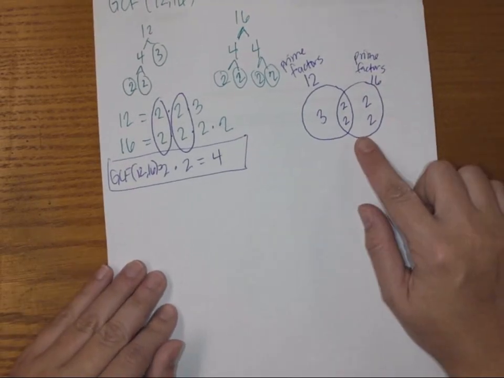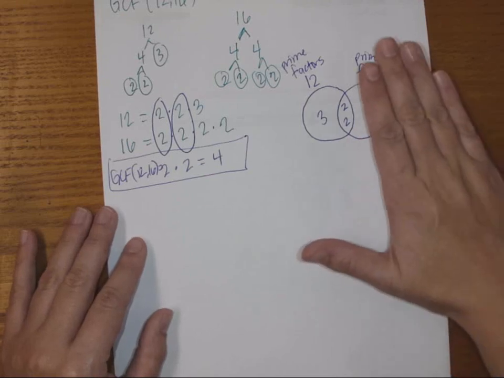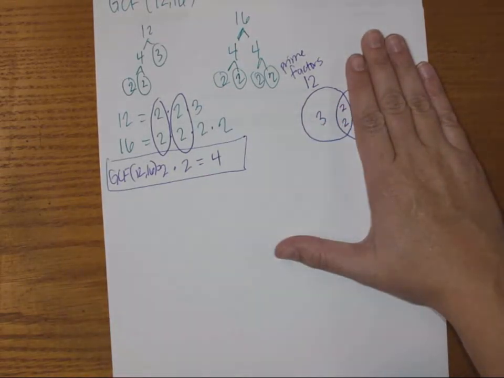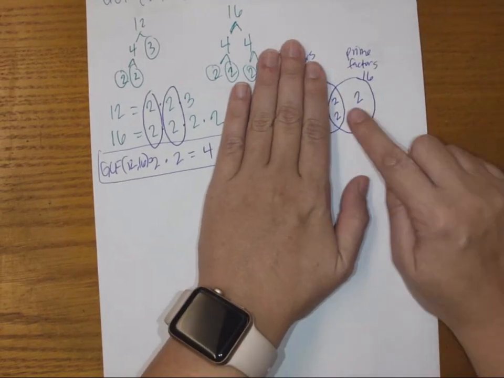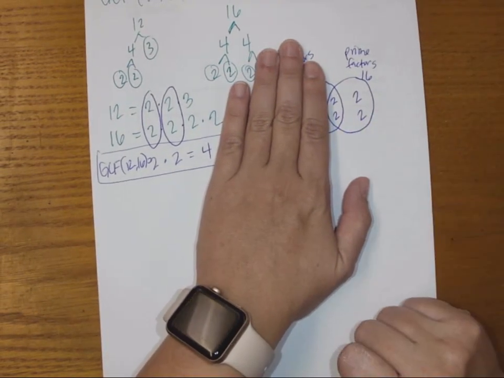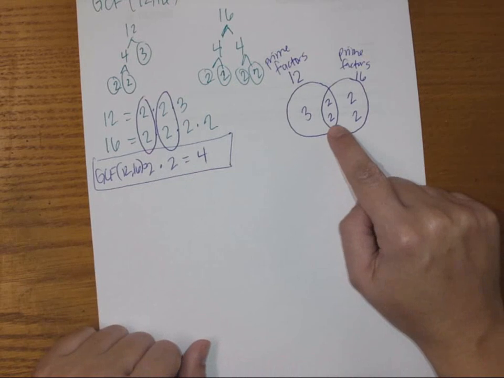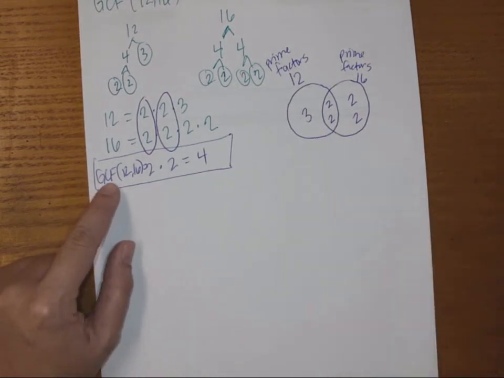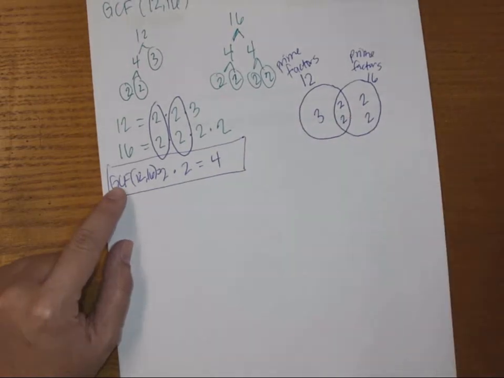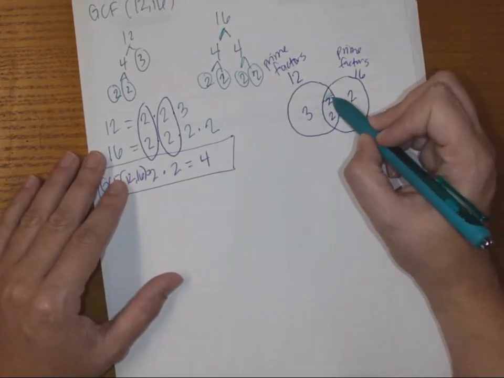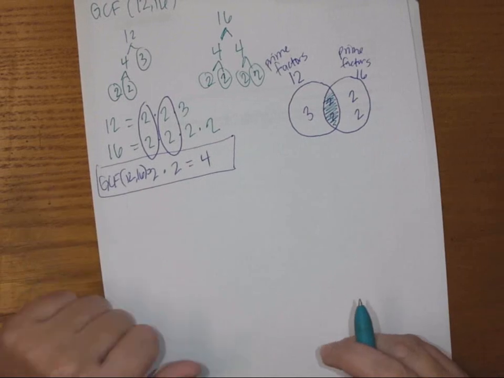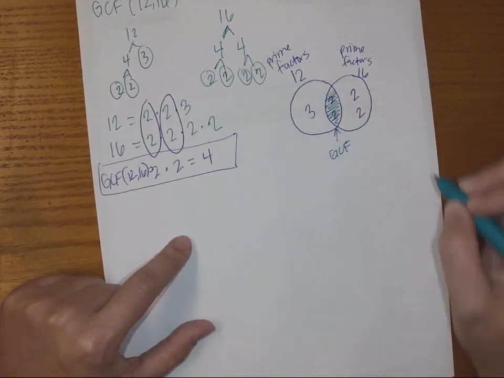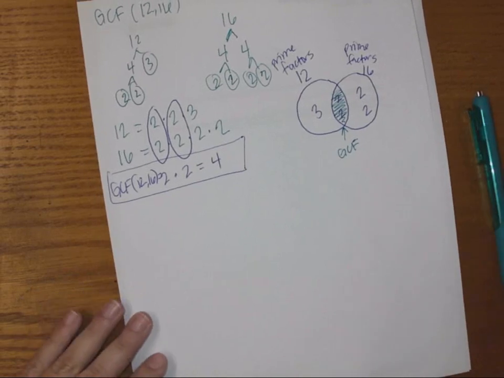So I hope that makes sense from our Venn diagrams, our sets that we were doing before. Prime factors of 12, 2 times 2 times 3, which is 12. Prime factors of 16 is 2 times 2 times 2 times 2, which is 16. They have the 2's in common. So the greatest common factor is actually the intersection of your two numbers. Here's where your GCF is. Okay, so kind of relating that back to something we already knew.